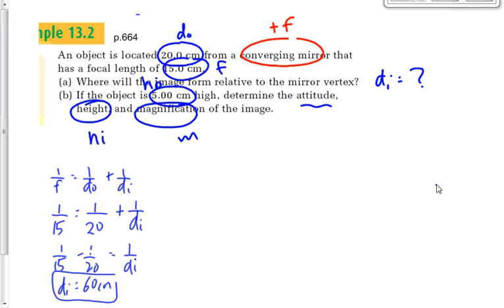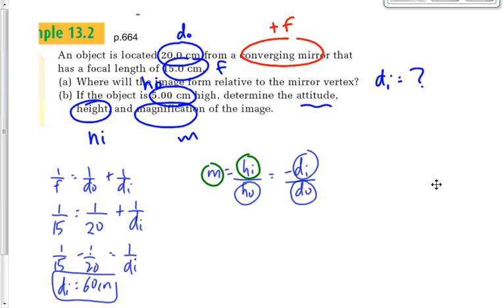Since we've already used the first equation, odds are we're going to use this one now: M is equal to HI over HO equals negative DI over DO. We've got the height of the object, the image distance, and the object distance. We want to find M and HI. It doesn't really matter which one we find first. Let's find M first, maybe.